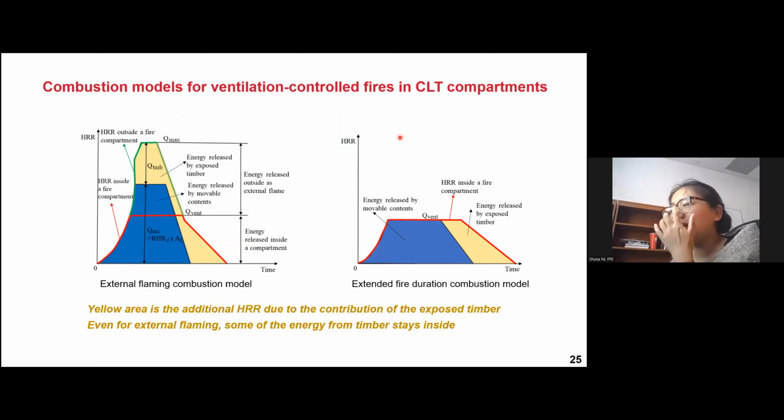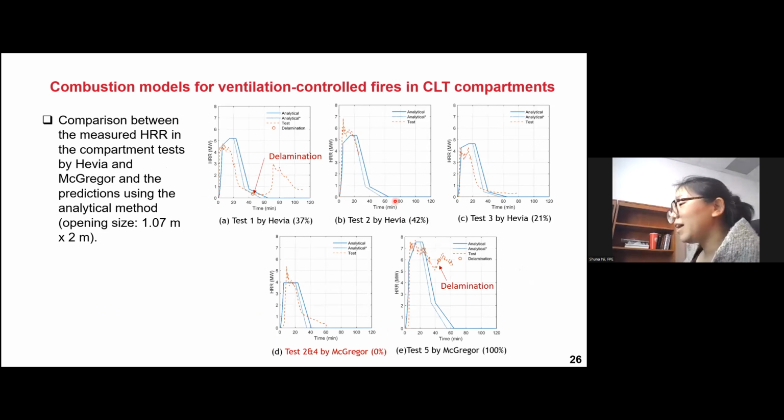So what we did is propose a combustion model for ventilation-controlled fire in a CLT compartment. CLT is cross-laminated timber, one type of mass timber product. So how do we consider the impact of the burning of the mass timber itself when we define the combustion model for a mass timber compartment? How do we consider the impact of the construction material itself on the fire dynamics in a compartment? This is the model we have developed, and it's already published. We validated this model, and these are some validation results. I cannot say it's a perfect model. Definitely, there's a lot of work to be done further. But at least for some tests, it can simulate the compartment fire dynamics well.